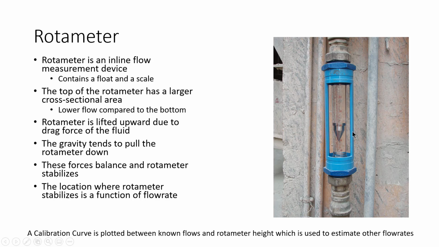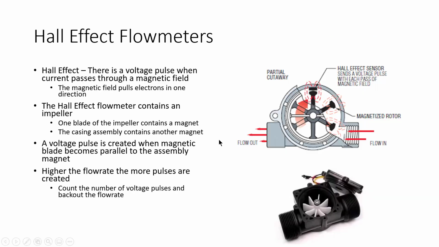So you're not directly reading flow rate, you're reading the length at which that rotameter has settled, and that length is proportional to the flow rate. So again, it balances out the drag forces and the gravity forces for that float to settle.